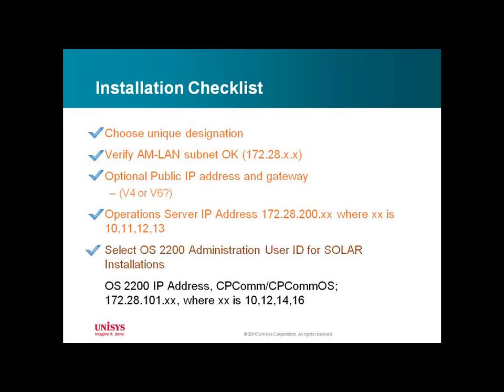Select the OS 2200 administration user ID for solar installations. This will be used to install WMQ 2200. The OS 2200 Dorado partition should be configured in CPCOM and CPCOM OS to enable COM API, and the IP address should be compatible with your AM/LAN subnet. We suggest 172.28.101 with the last part being 10, 12, 14, or 16 to accommodate 4 Dorado partitions. Now let's see what happens in the administration console.